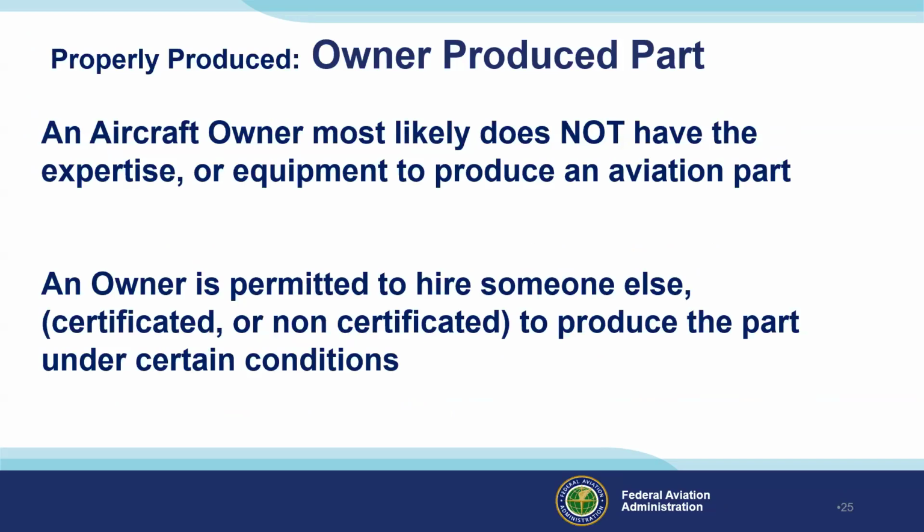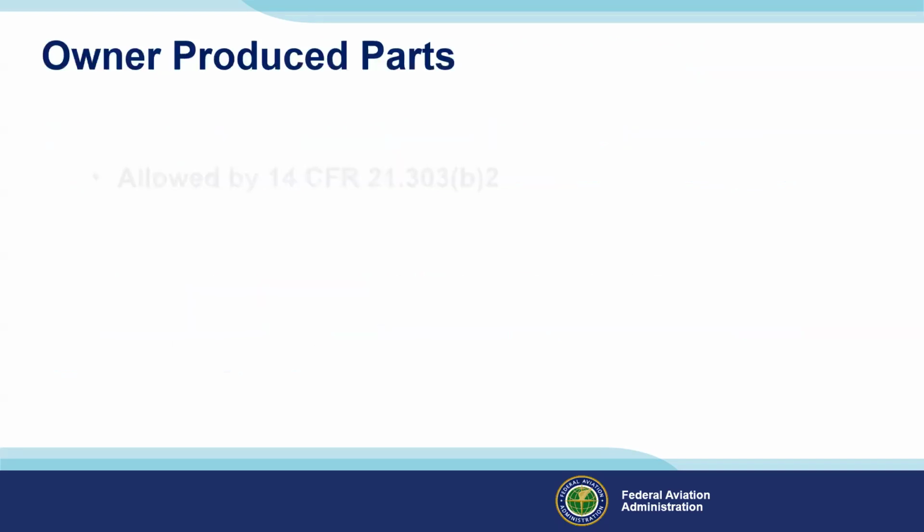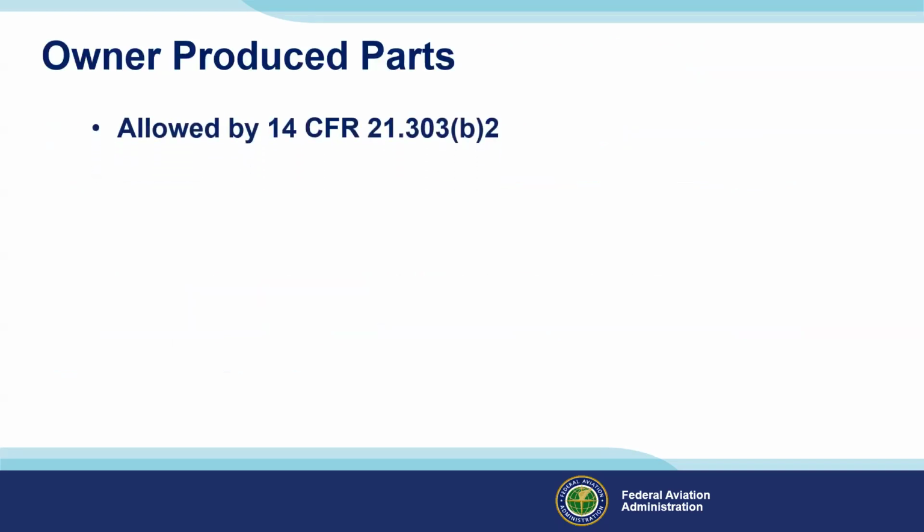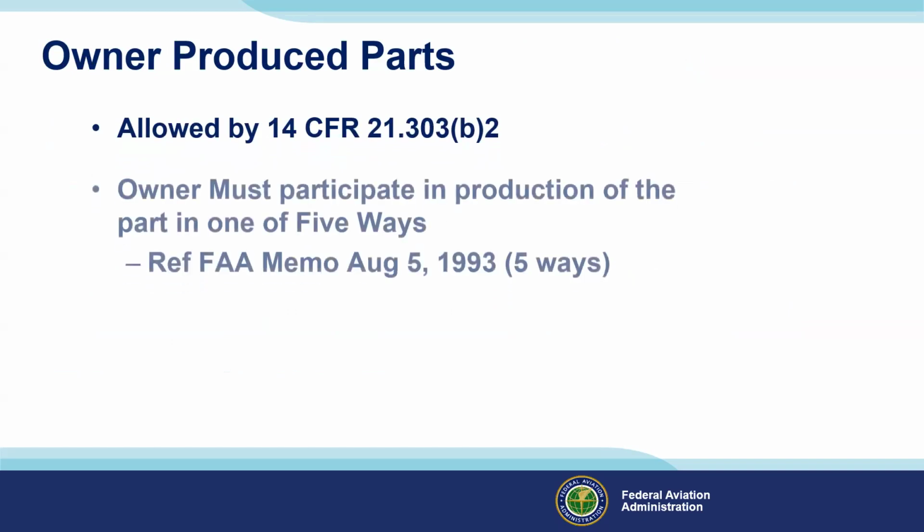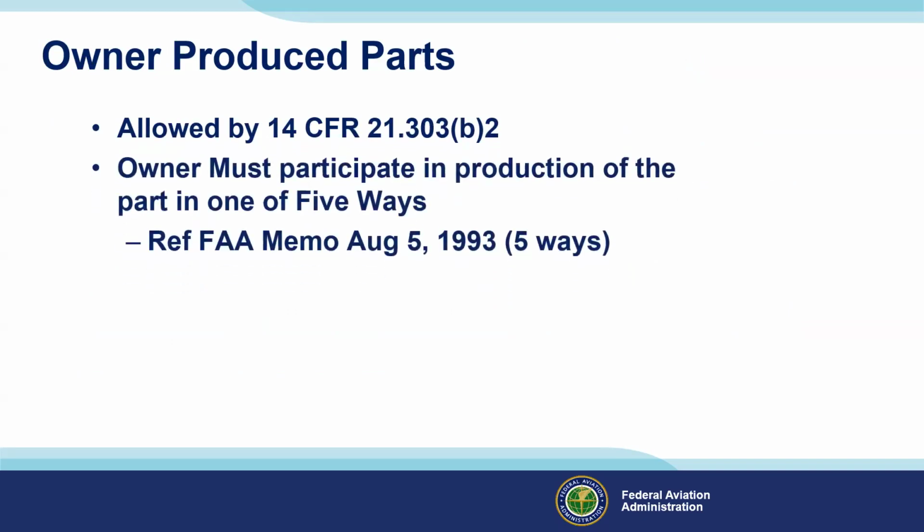Another properly produced part is an owner-produced part. And an aircraft owner most likely does not have the expertise or the equipment to produce an aviation part. So they are permitted to hire someone else, certificated or non-certificated, to produce the part under certain conditions. And here's the conditions. It's allowed under this regulation, 21.303, paragraph B2. And the owner must participate in the production of the part in one of 5 ways.